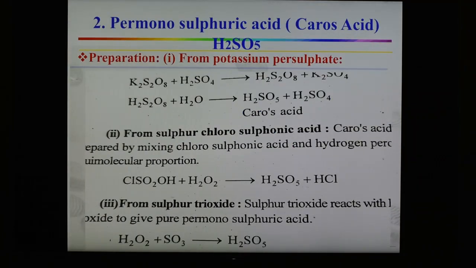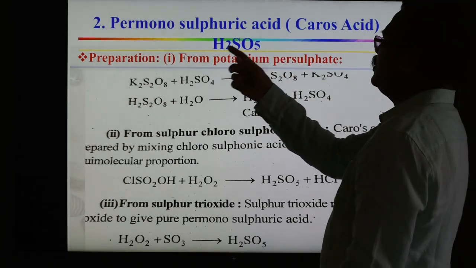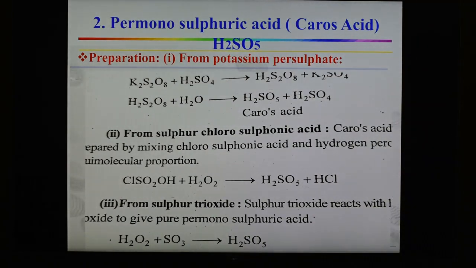Now the second compound is peroxymonosulfuric acid, which is also known as Caro's acid. The formula is H2SO5. The first method of preparation of this compound is from potassium persulfate. In this case, concentrated sulfuric acid is added to potassium persulfate at low temperature. The mixture is allowed to stand for 1 hour and then poured over crushed ice. Then we get Caro's acid.